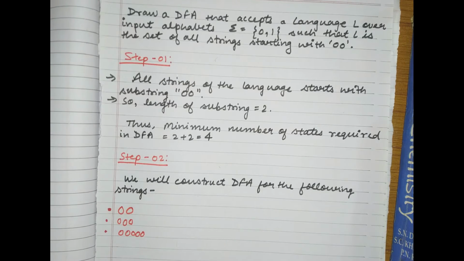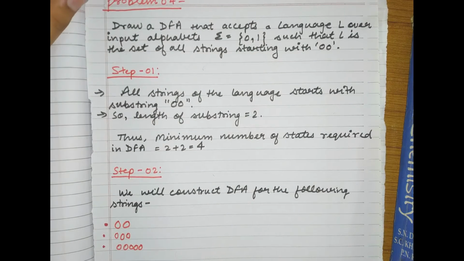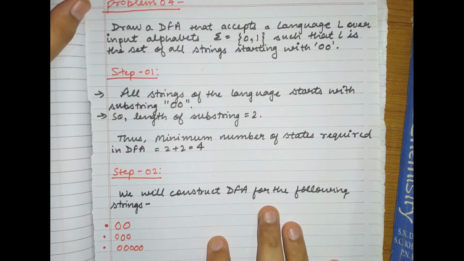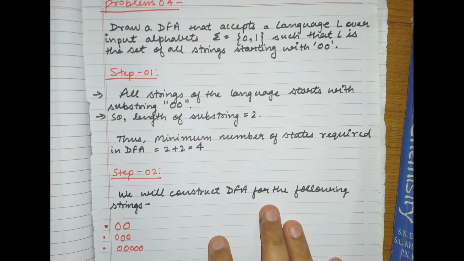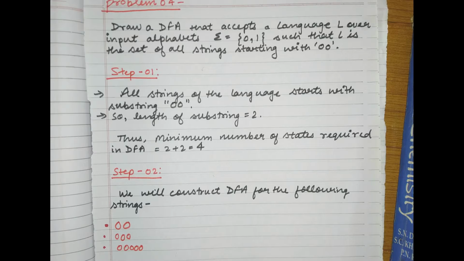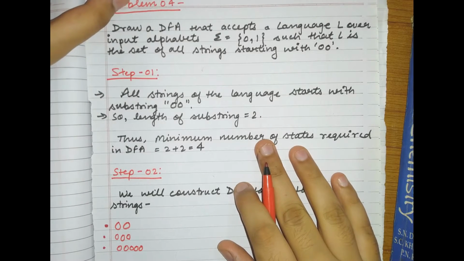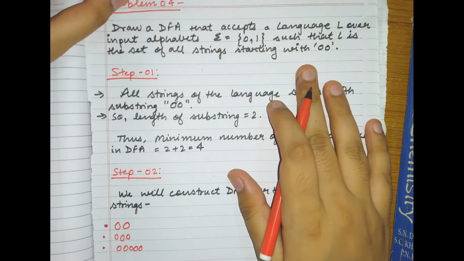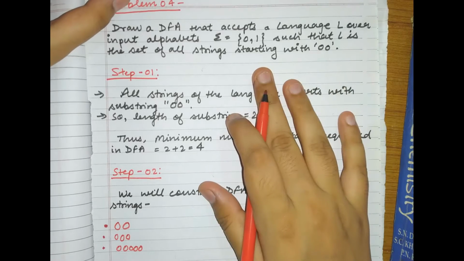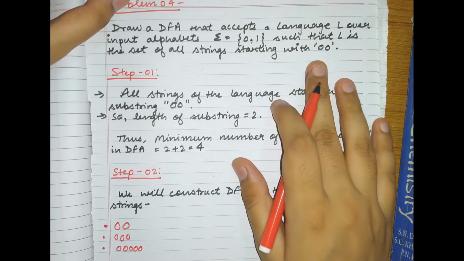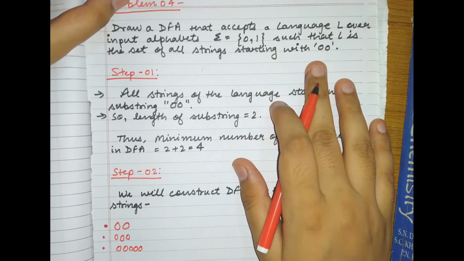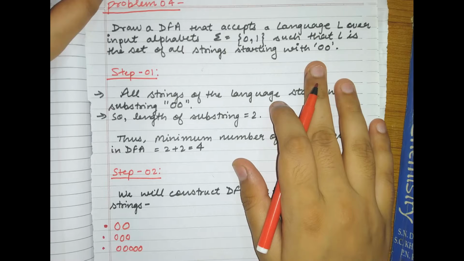Hello everyone, in this lecture we are going to discuss our next example of type 2 problem. Our problem 4 is: we have to draw a DFA that accepts a language L over the input alphabets 0 and 1, such that L is the set of all the strings starting with 0 0. So in this problem we have to design a DFA in which all the strings which are starting with 0 0 are accepted by our machine.